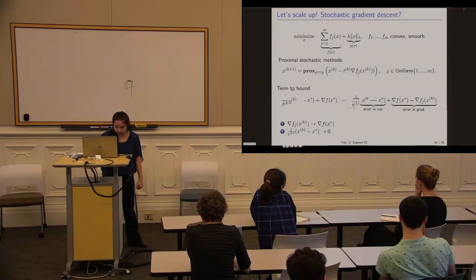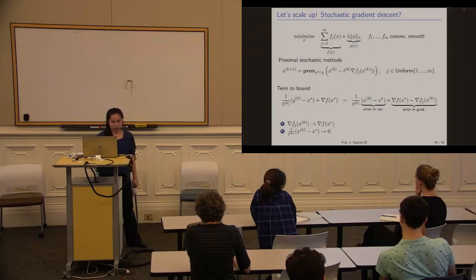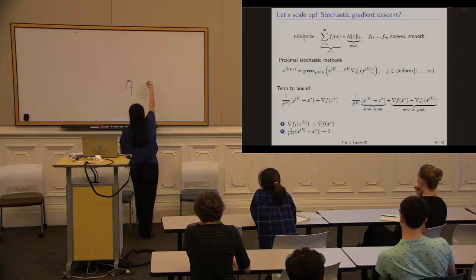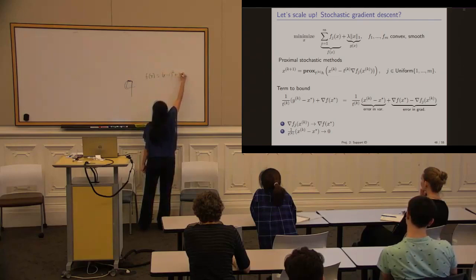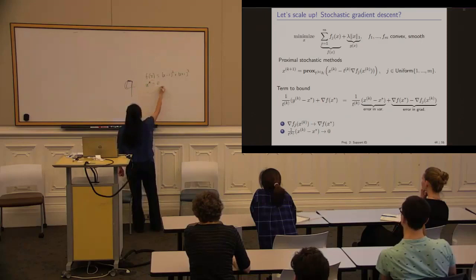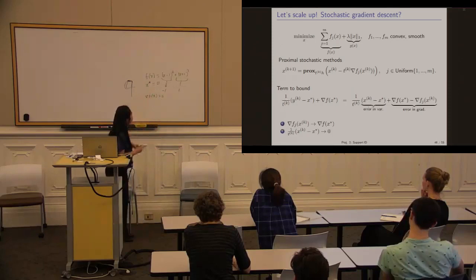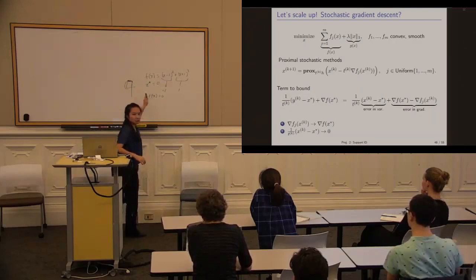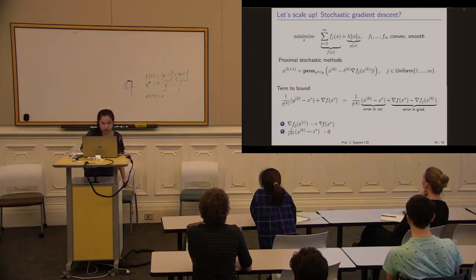So does this term converge in general? Unfortunately, no. Take, for example, f of x equals (x minus 1) squared plus (x plus 1) squared. Then we know the solution is x star equals 0, but the gradient of this part will be minus 1, the gradient of this part will be 1, and the gradient of the whole thing will be 0, right? So in fact, they can't possibly converge even when you've actually reached the true solution. This is a big problem with stochastic gradient descent. So this is not true in general.